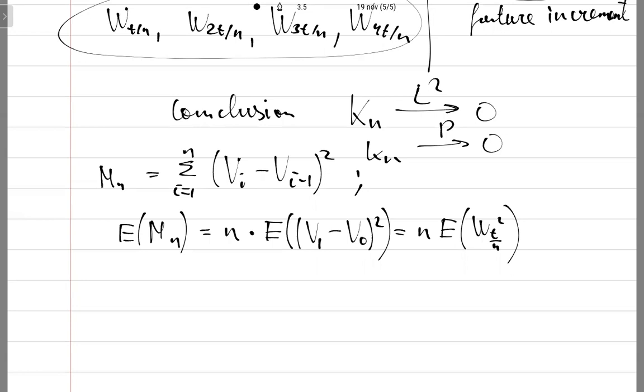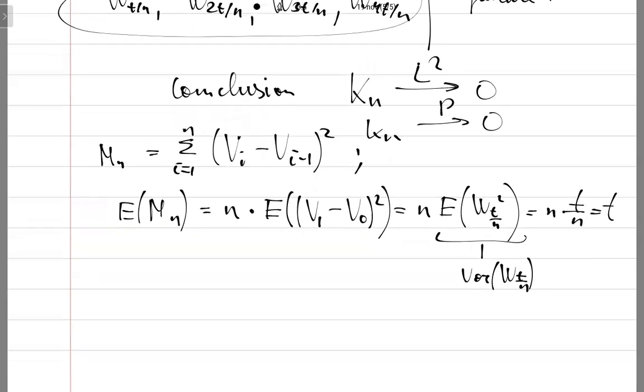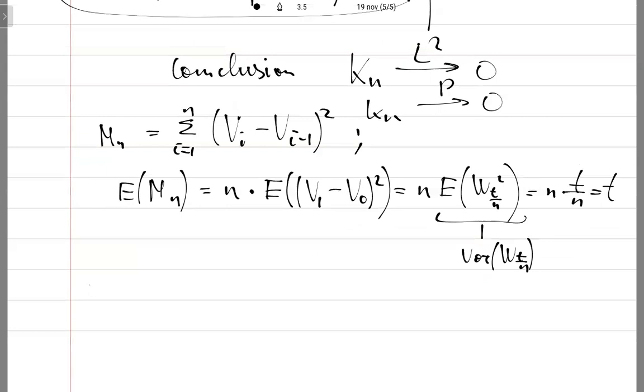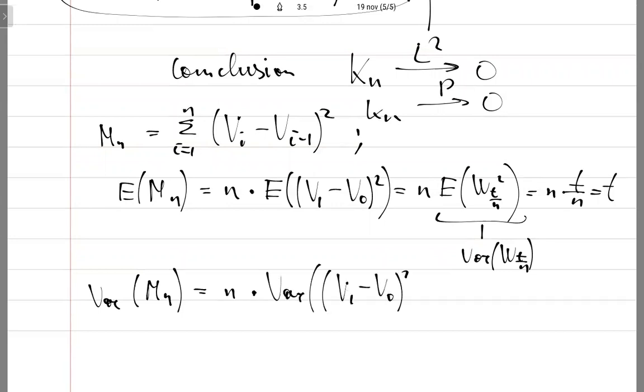It's T over N, because it's just the variance of WT over N. Exactly, N times T over N, it's T. Okay, what is the variance of Mn? It will be N times the variance of V1 minus V0. It's N times the variance of WT over N squared.